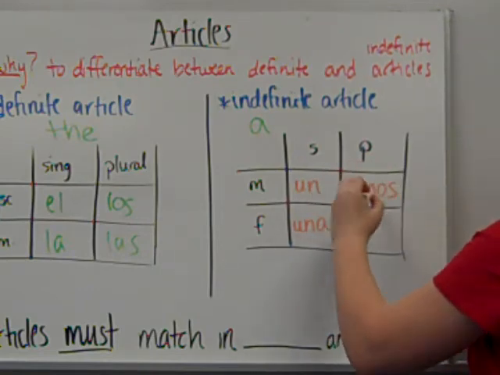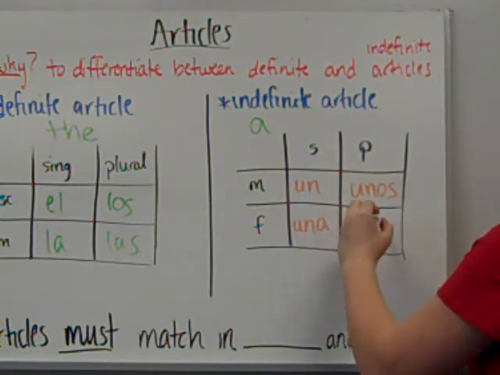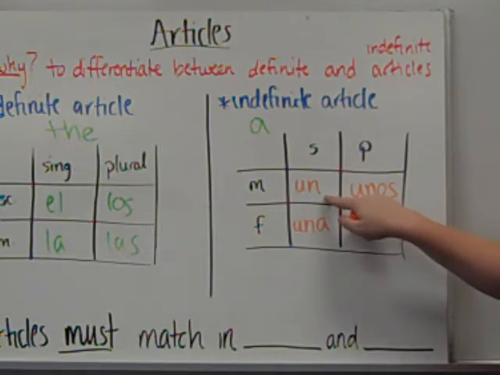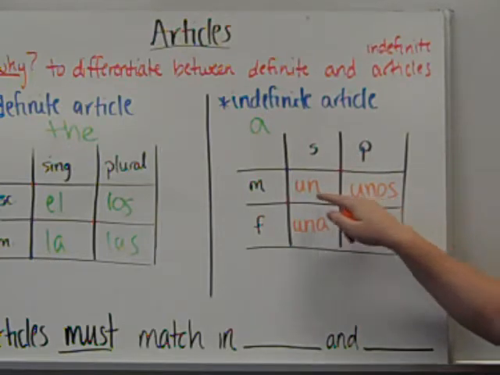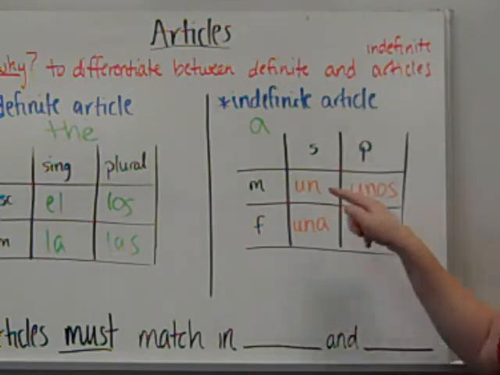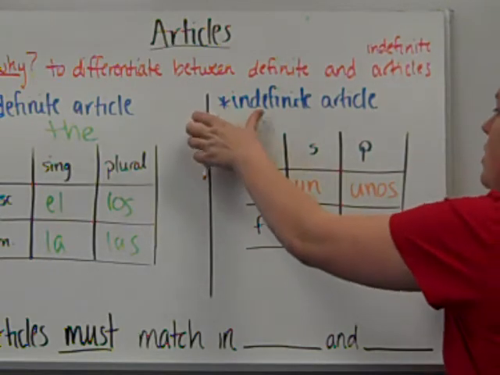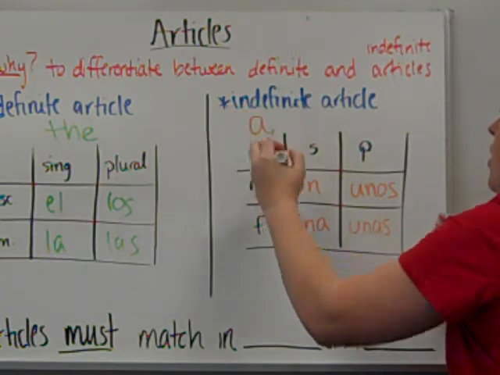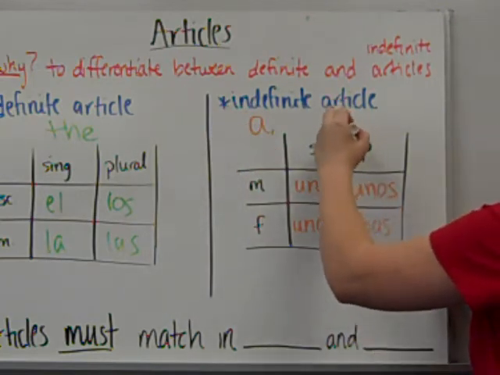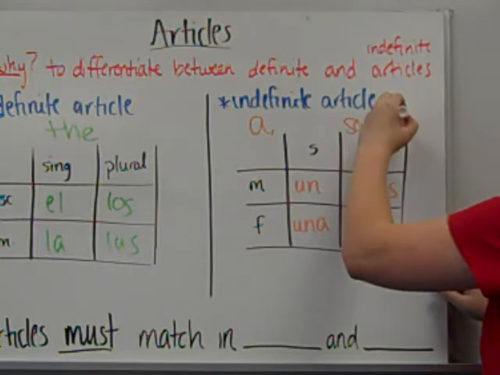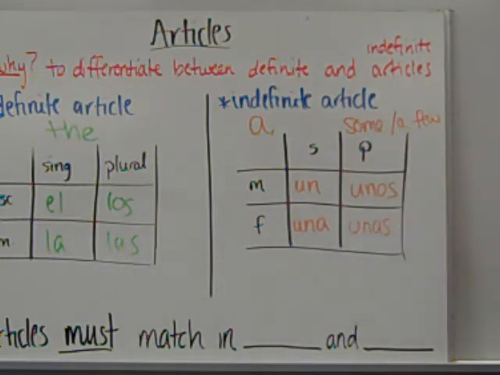And then in plural, unos and unas. Note that this is not the word uno. Uno means one. Un means a. Okay. Oops, that should be orange. So a, or if it's plural, it could mean some or a few.